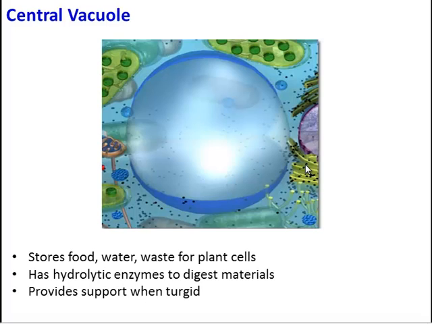The other important thing about the central vacuole is that when it's turgid, when it's full of water, it will support the plant cell. And also keep in mind that animal cells have small vacuoles for storage as well. And that concludes our whirlwind tour of the organelles that you would find in eukaryotic cells.